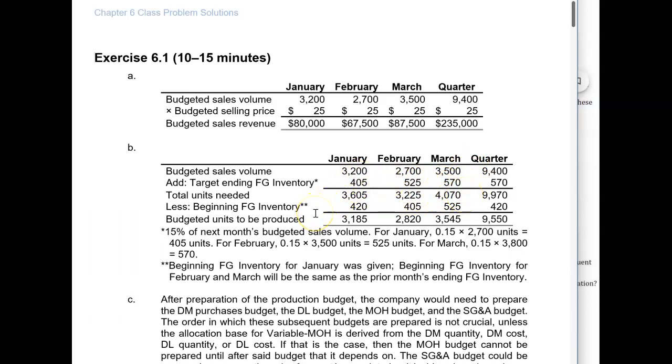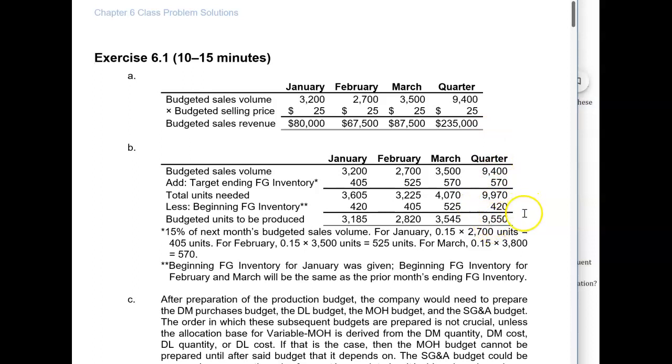Less beginning finished goods inventory. The 420 was given. Now beginning inventory is going to be ending inventory from the prior period. So this 405 is right here, target ending inventory. Okay, 405. 525 was 525. And this is the total for the quarter.